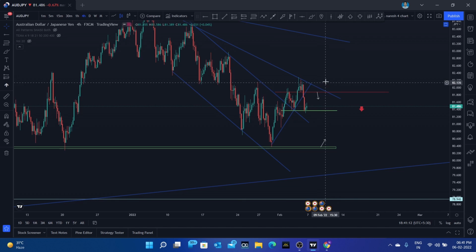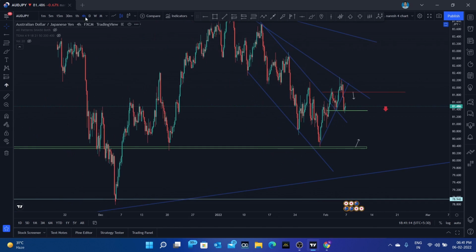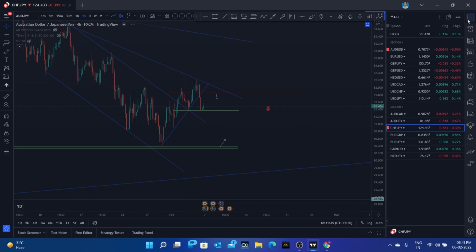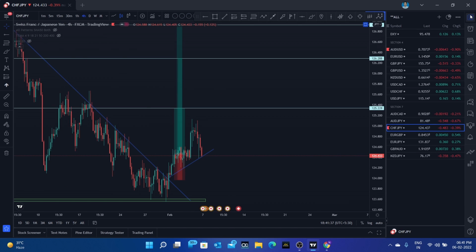If it is moving up also, don't try to trade, guys, because the major trend is down, and we are having a channel pattern here. Try to trade only this channel pattern. If it is breaking down, you can go for short entries. Or if it is coming to this level and again pulling back, forming some kind of engulfing candle like this, you can go for short entries, guys. So that would be for AUDJPY, guys. Let's go to CHFJPY.